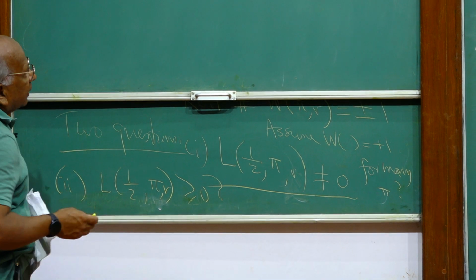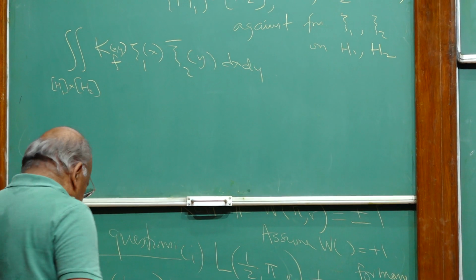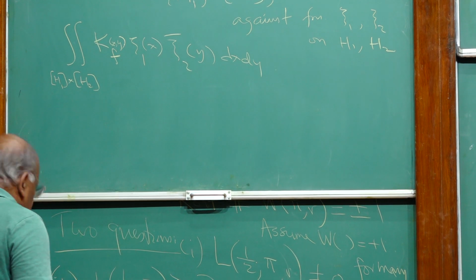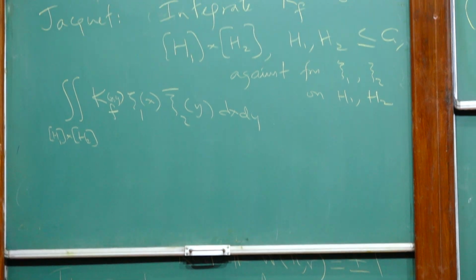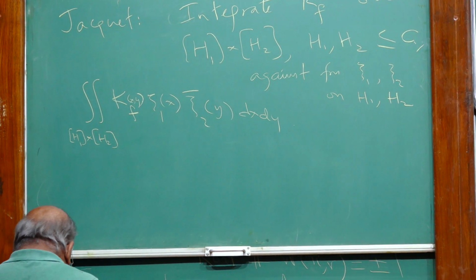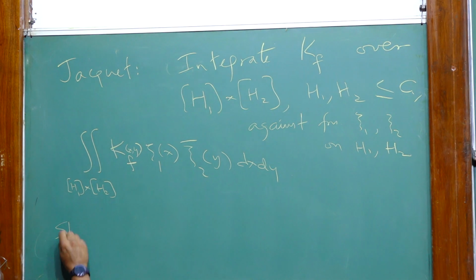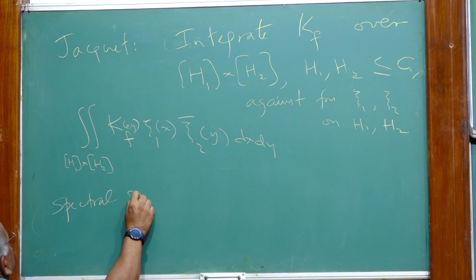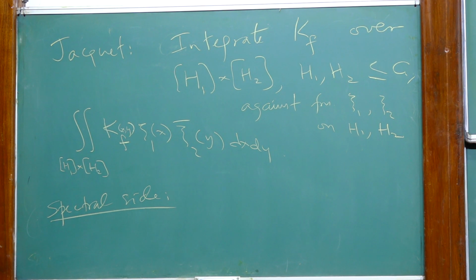So the beauty about the trace formula, and the relative trace formula is the same, is that you can write it on the spectral side and on the geometric side. So on the spectral side, let me just write this here. When you expand this on the spectral side, what you get is the multiplicities.